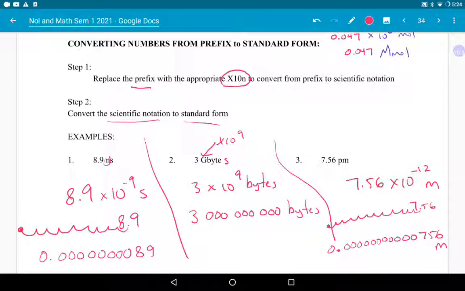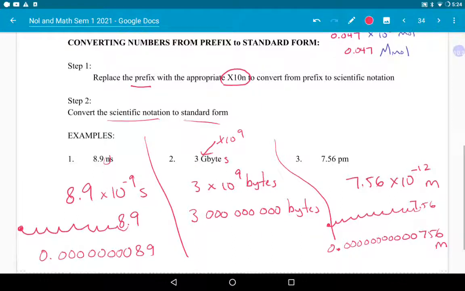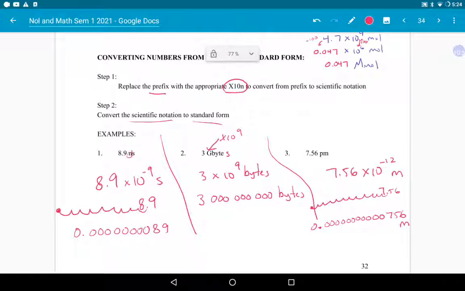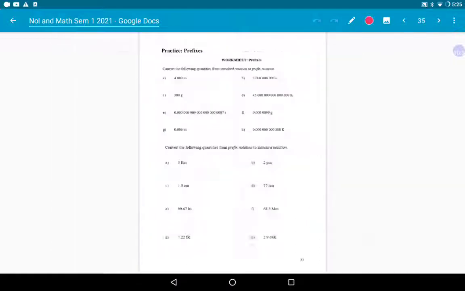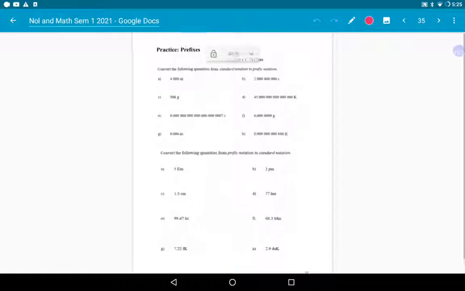Okay, so that's working with prefixes. They often come up in textbooks. They're used to communicate large numbers in a short, concise fashion. But if you don't know how to work with them, well, you kind of get stuck early on in whatever you're trying to do. Here's some practice working with those prefixes.